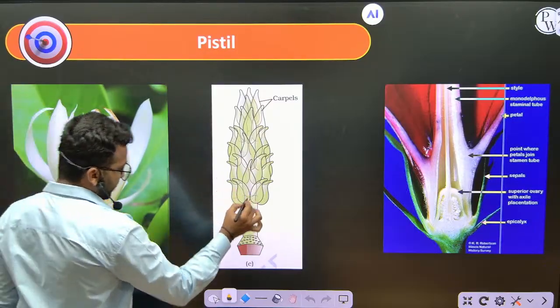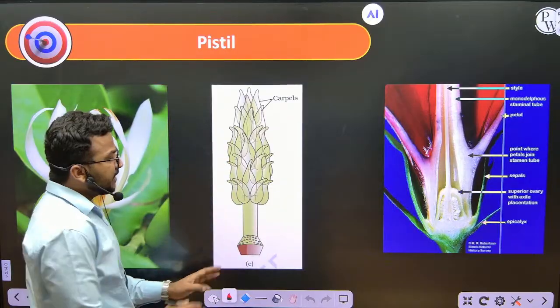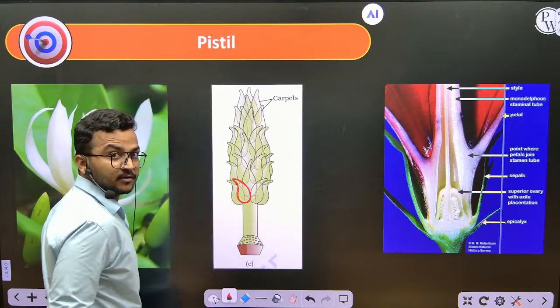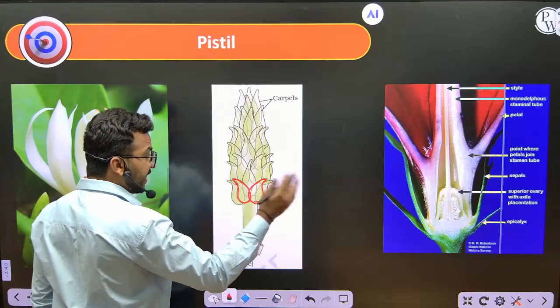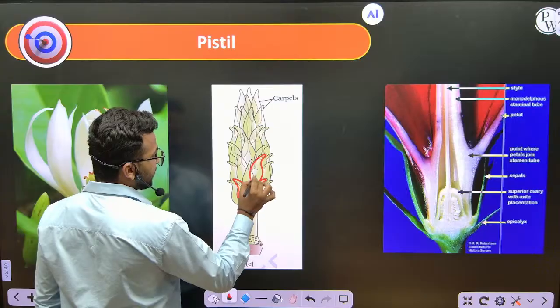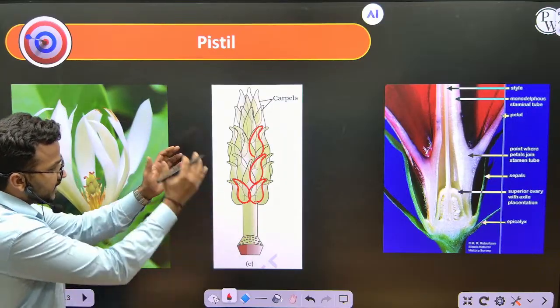Apocarpous is nothing but, you can see the image here. This is the NCERT image where you can see it is one carpel and it is another carpel. So they are free, they are not fused. You can see there. This is another carpel. So like that, the carpels are free here. They are not fused at one end.